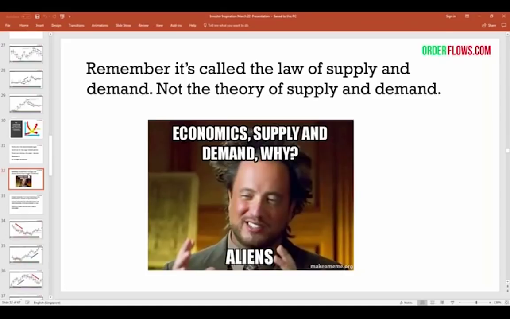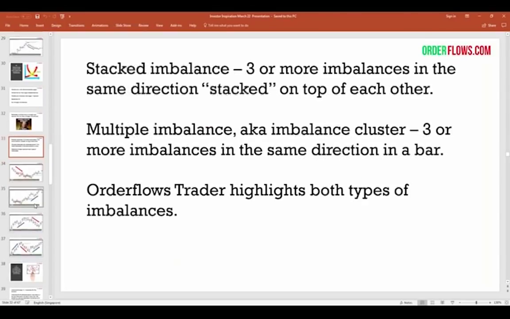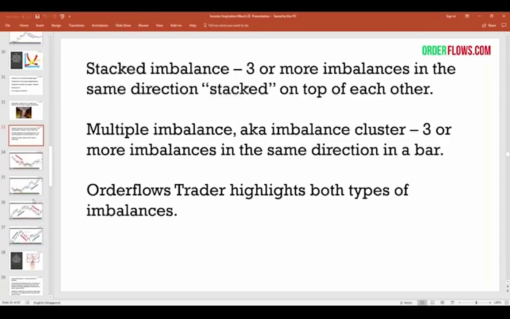It's not that ancient aliens came down here and said this is how it's going to be. No, this is how it works, not only in trading in the markets, but in real life. Whether you're buying a house, a car, or groceries, it's supply and demand. Now, how can imbalances help you determine shifts in supply and demand?